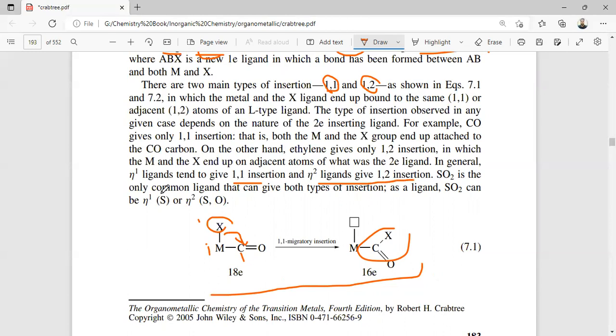SO2 is the only common ligand that can give both types of insertion, as SO2 can be eta-1 and eta-2. So the eta-1 ligands are the monodentate ligands, that means CO, nitrile, isonitrile, or phosphine, which give 1,1 insertion, and the eta-2 ligands like ethylene or alkenes give 1,2 insertion in organometallic chemistry.